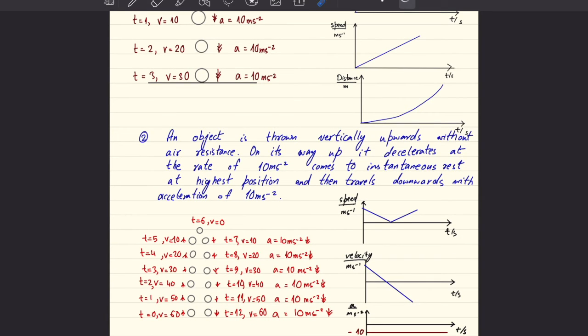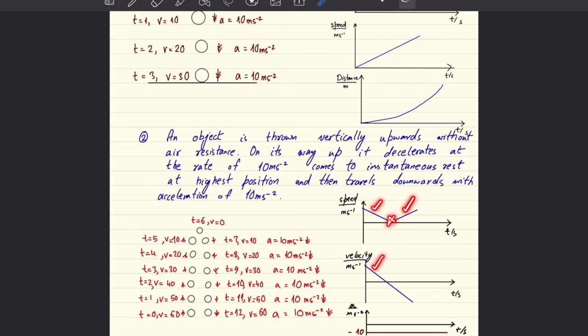Whereas if an object is thrown vertically upwards, it would go up and come down, and it will experience a constant downward acceleration of 10 meters per second square. As it goes up, it slows down, speed becomes 0, and then when it starts to come back down, the speed again increases.